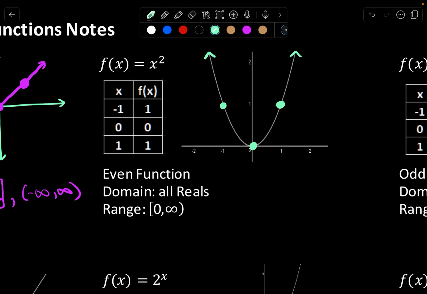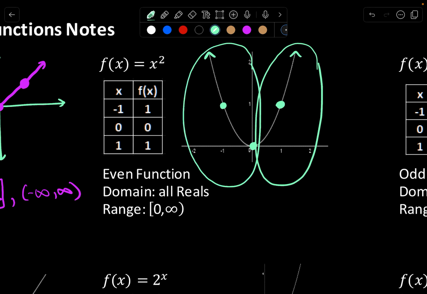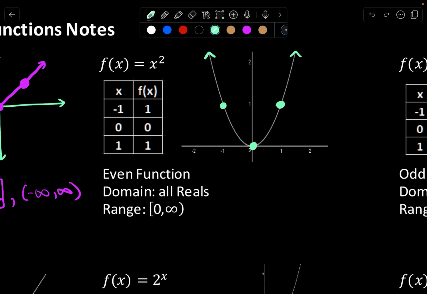This one is an even function because if we take the right side of the graph and close it like a book, it will exactly overlap the left side of the graph. Therefore, the function is even because it has that reflective symmetry. Again, the domain is going to be all reals because it's going on in both directions forever. And the range is going to be from 0 up to positive infinity.